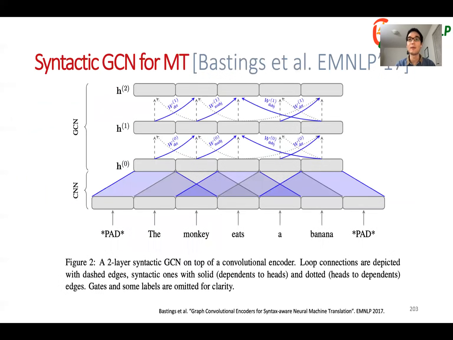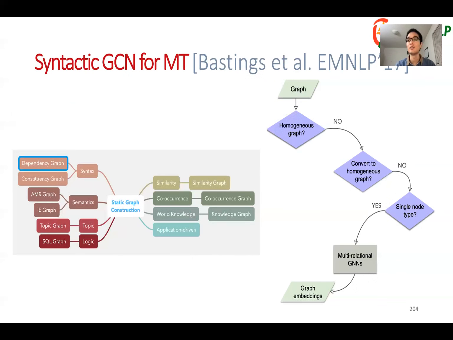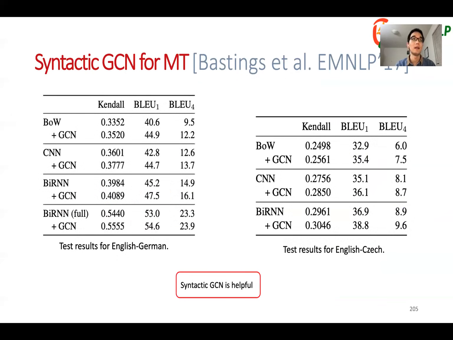This NLP 17 paper proposed a GNN-based model for better capturing the syntactic information of text for machine translation. As for graph construction, a dependency graph was constructed to capture the syntactic information of text. As for graph representation learning, a multi-relational GNN was applied to encode the graph. And the experimental results showed that syntactic GCN is quite helpful at capturing the syntactic information for better machine translation performance.